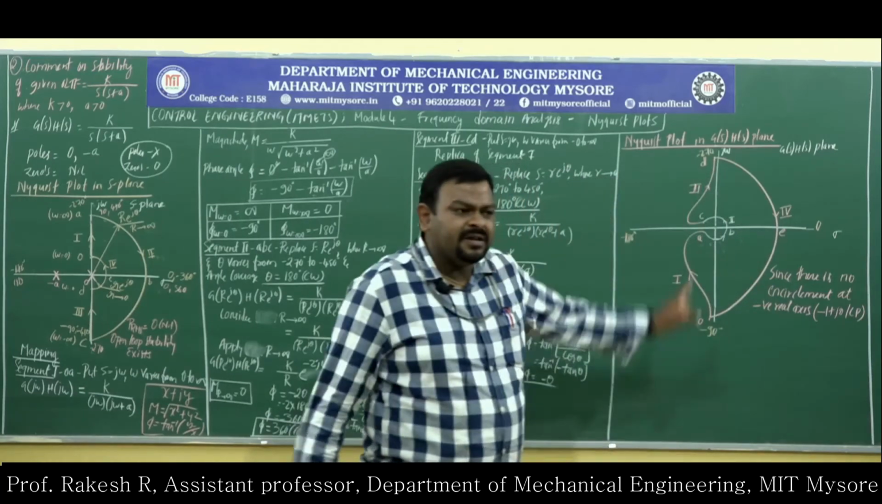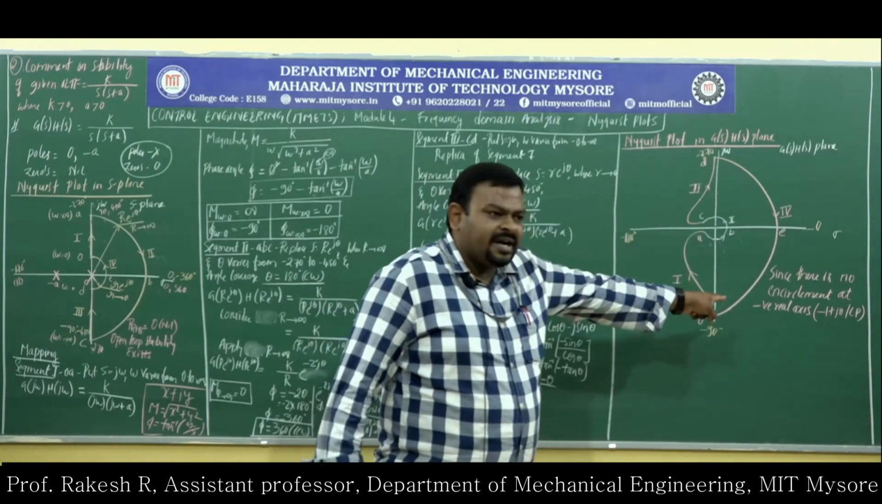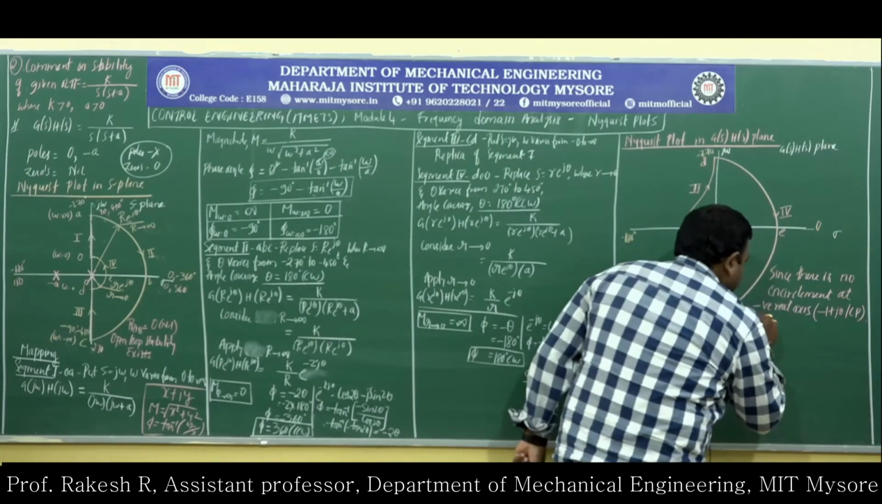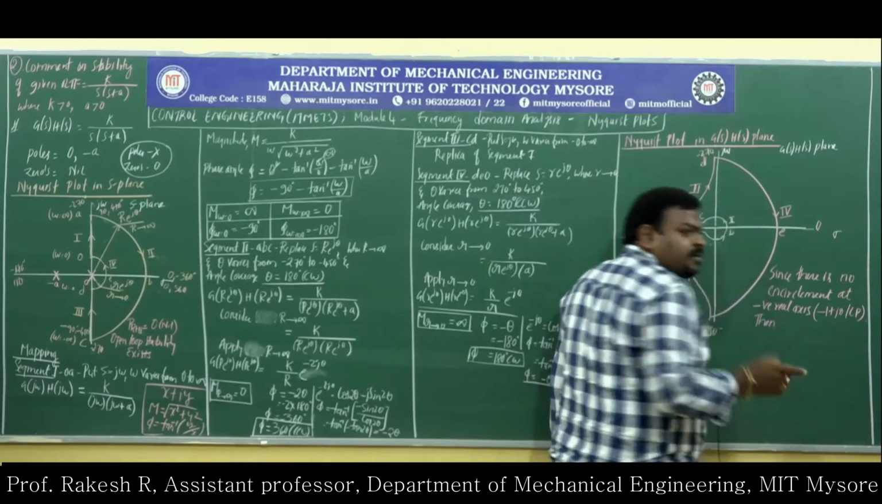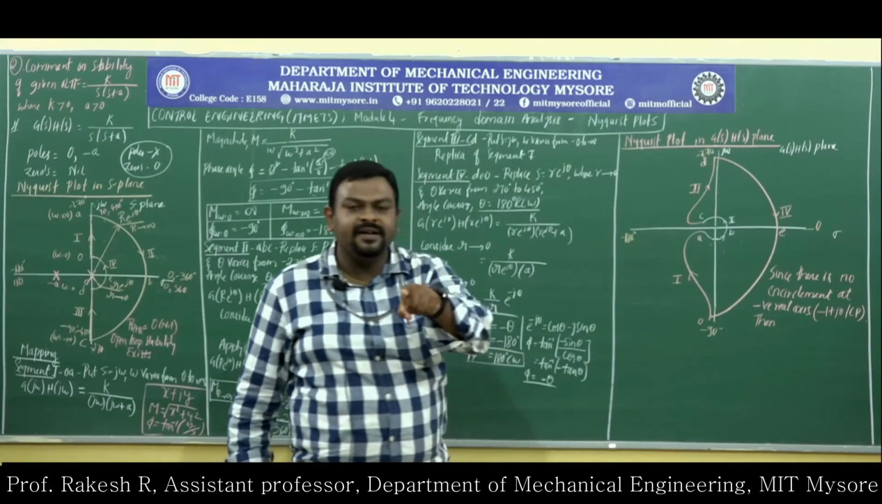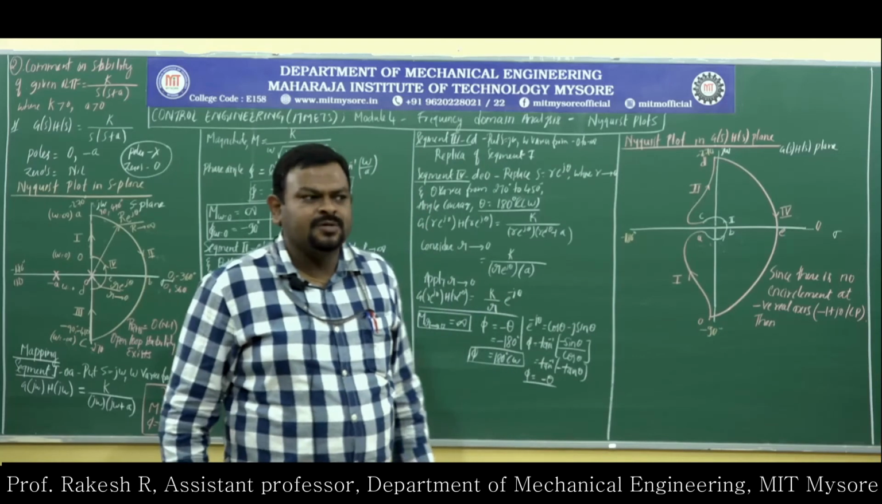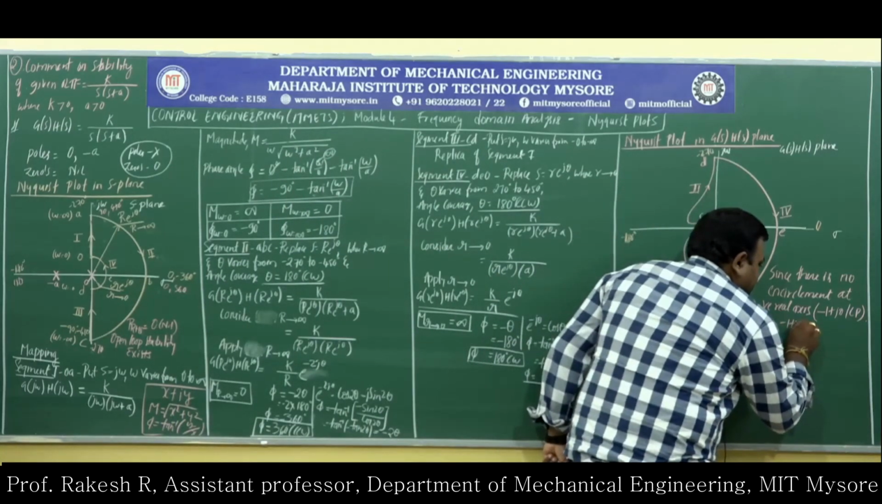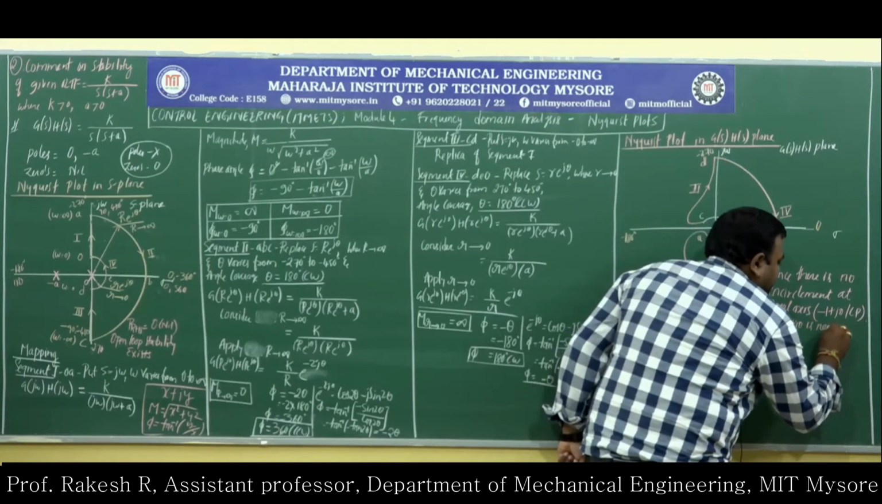Since there is no encirclement at the negative real axis, if there were any encirclement, then as in the first problem you would have located minus 1 plus j0. So here minus 1 plus j0 need not be located.